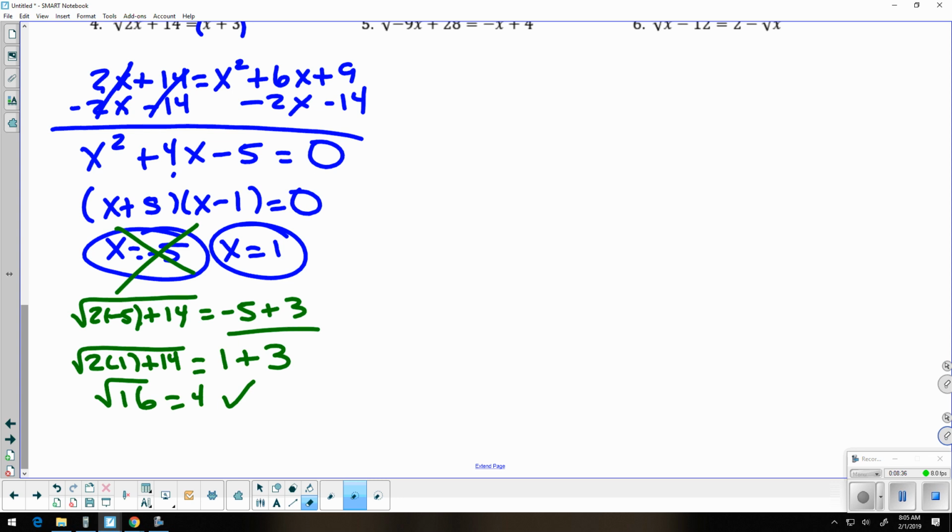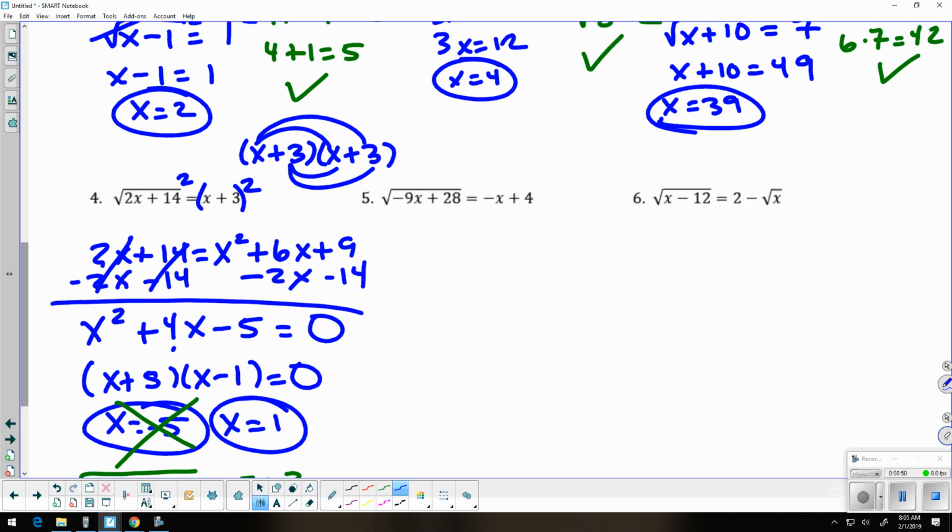And that's obviously true. So 1 is my only true solution. Negative 5 was an extraneous solution, which happens from time to time. Okay, so like I said, check your answers. Plug them back in, make sure they actually work. So the next one, same idea for number 5.